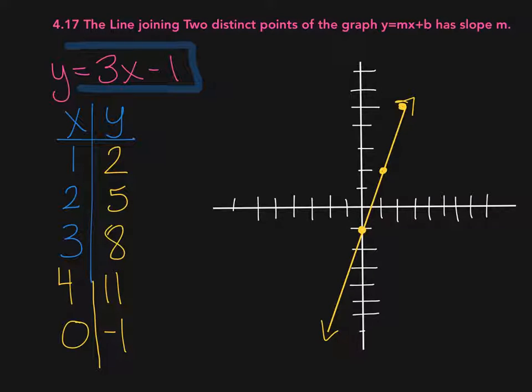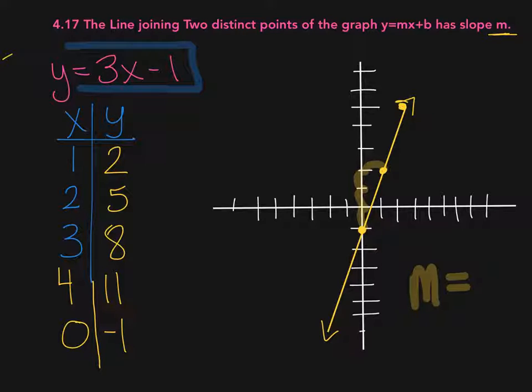The line joining these 2 points has a slope. M is the name of my lesson. Well, let's see what our slope actually is. So we're just going to look between 2 points, go 1, 2, 3. It rises 3, runs 1. My slope is 3. Let's prove it algebraically, though.